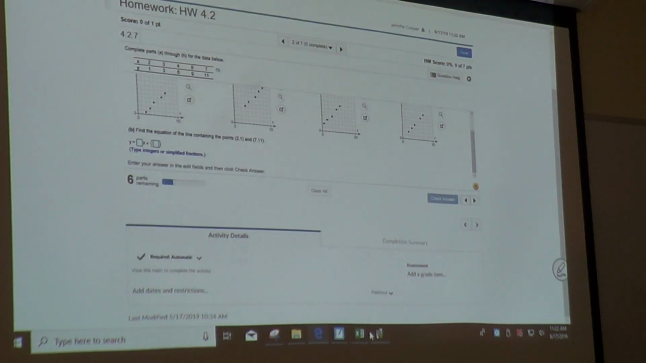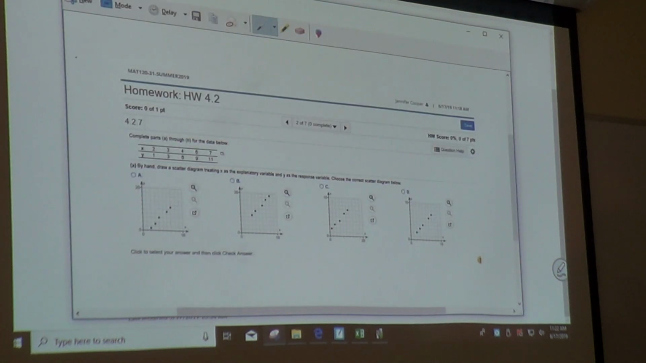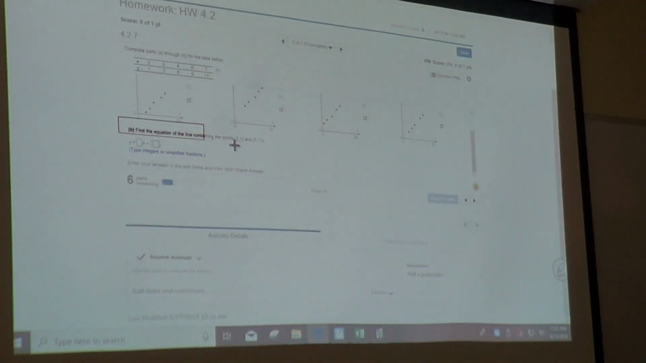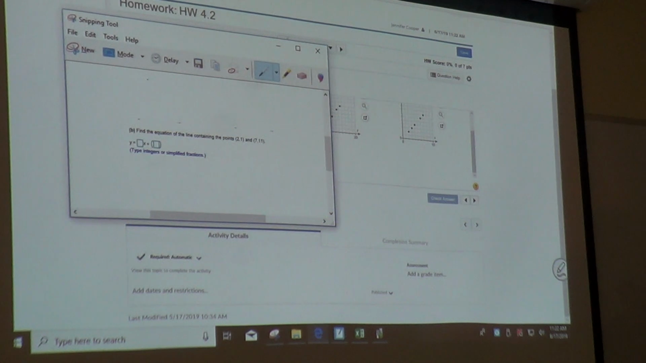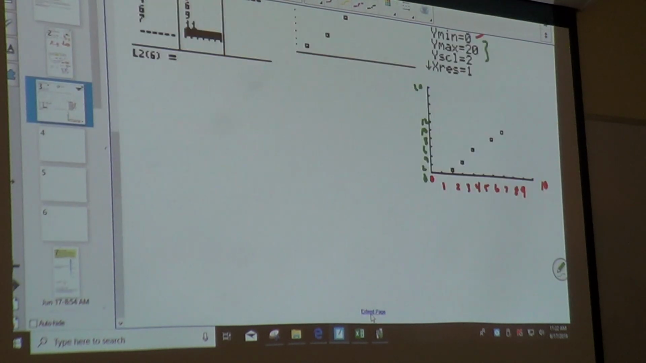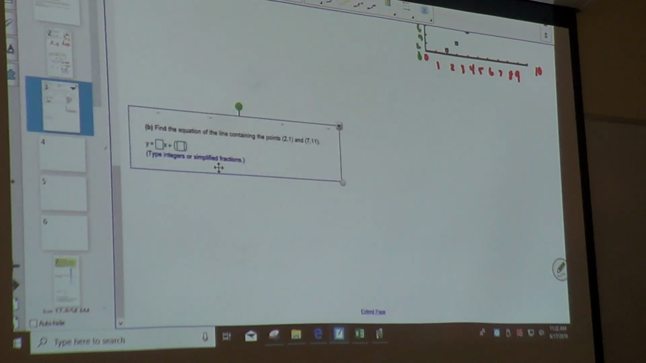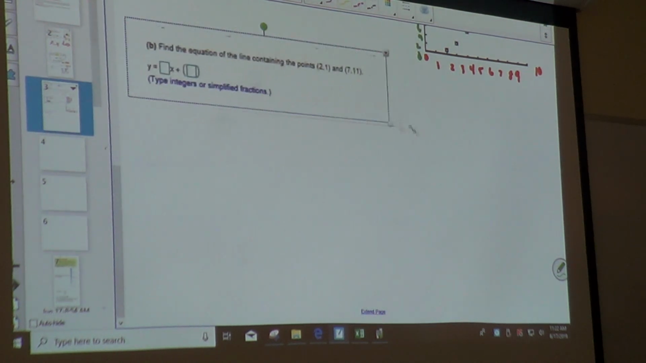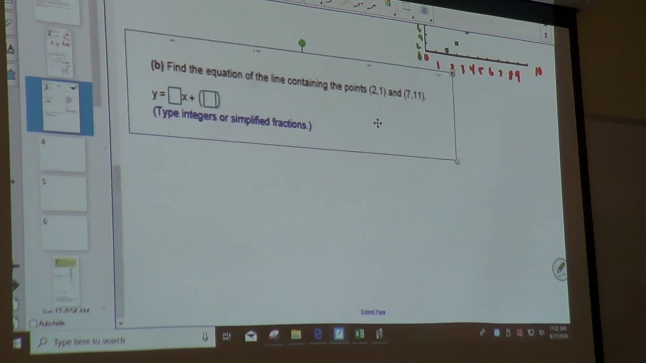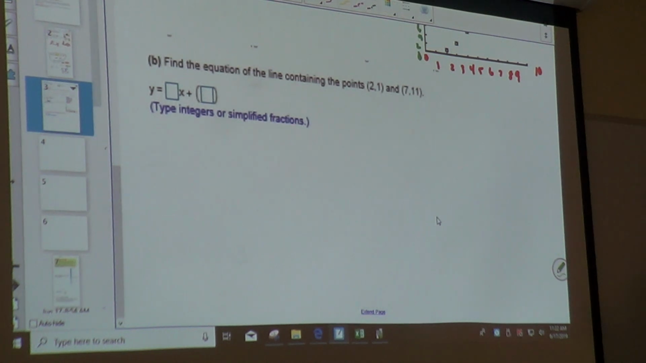Now, for B, and some of you may have figured this out back from algebra. Let's pull this one over. I didn't do one like this, but you should know enough to remember this back from algebra. Some of you may or may not. It says find the equation of the line containing the points (2, 1) and (7, 11). Do we remember doing this? That old school.